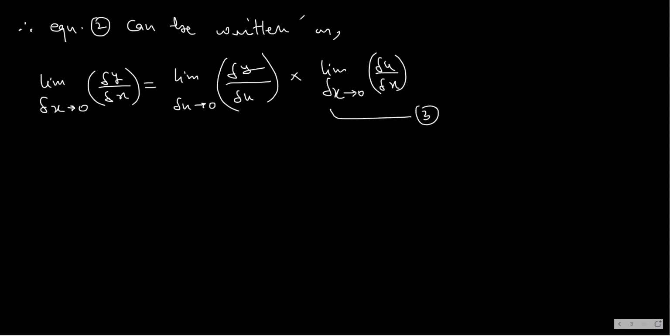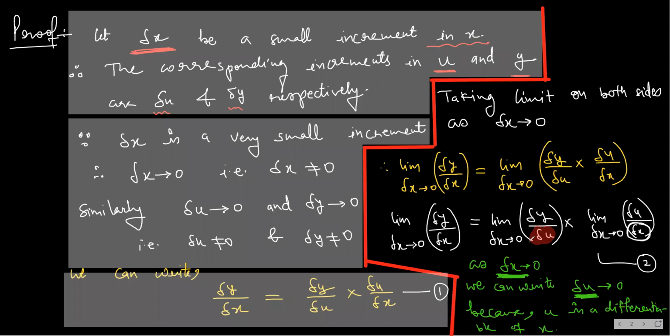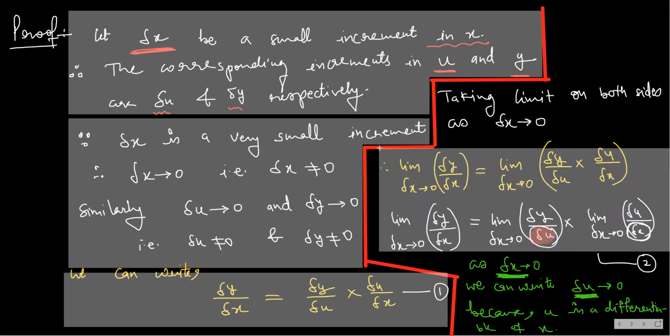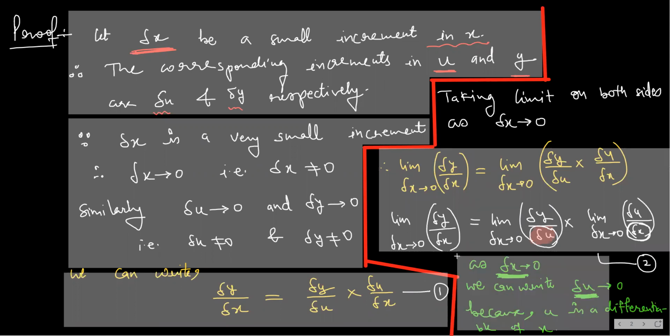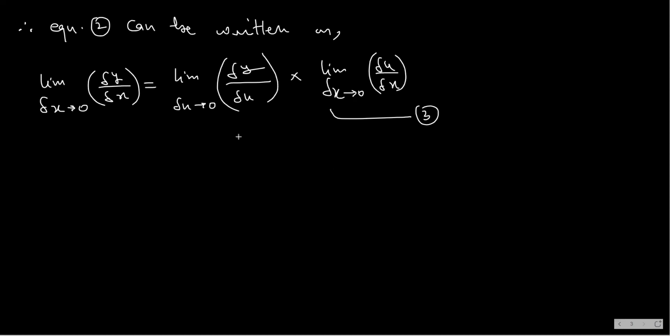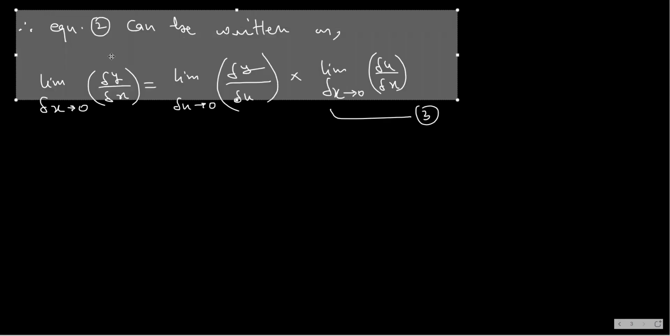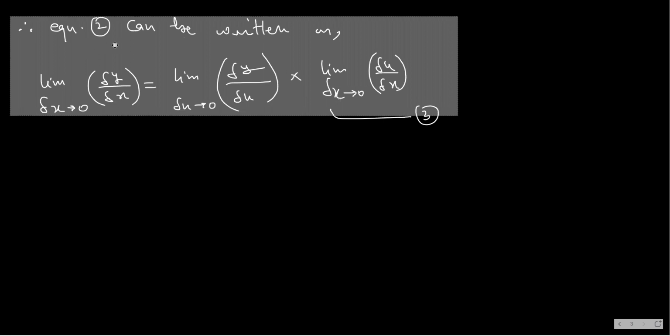Okay, now what I did here, since I had delta u, I wanted delta u here, so I did this part, and this is my step number 5. This was step number 4, taking the limit, and then changing delta x tending to 0 to delta u is step number 5. Now we are proceeding towards the last final step, that is applying the definition.